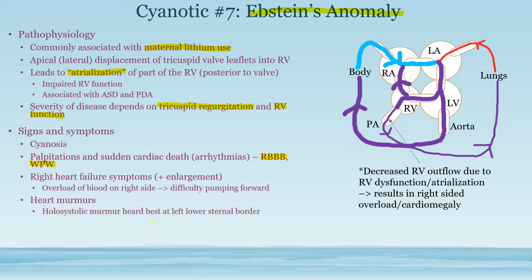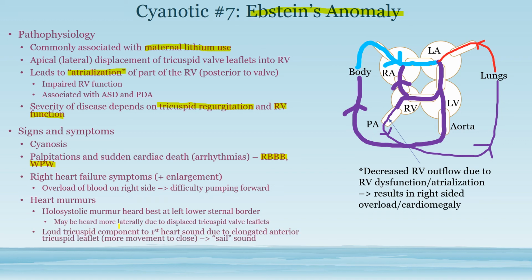Heart murmurs. Murmurs that you can see are holosystolic murmurs at the left lower sternal border, which is pretty necessary to mix blood between the left side and the right side, the left side being oxygenated, the right side not as much. And that's necessary in addition to a PDA to oxygenate the blood flow to the lungs. Another thing is that this murmur may be heard more laterally due to a displaced tricuspid valve leaflet. So the holosystolic murmur can also be heard because of the tricuspid regurgitation.